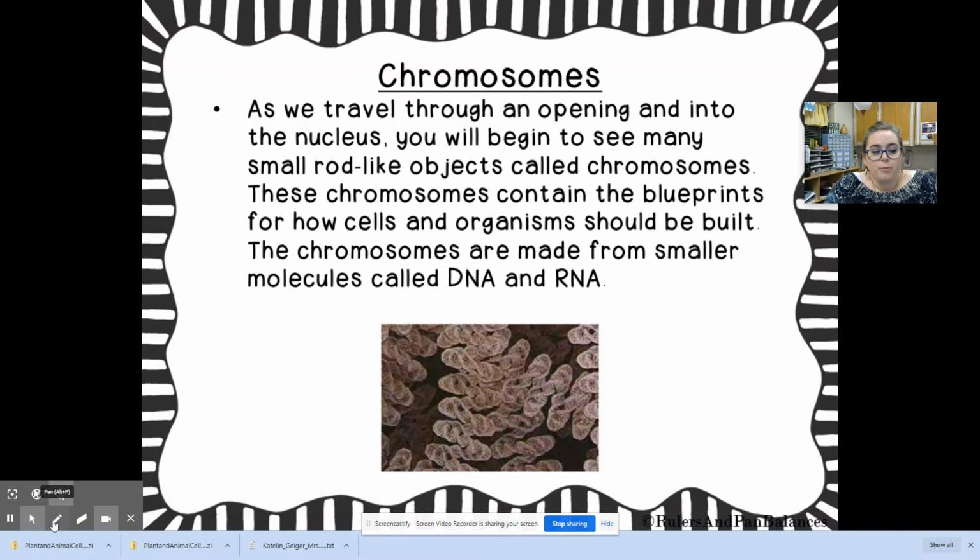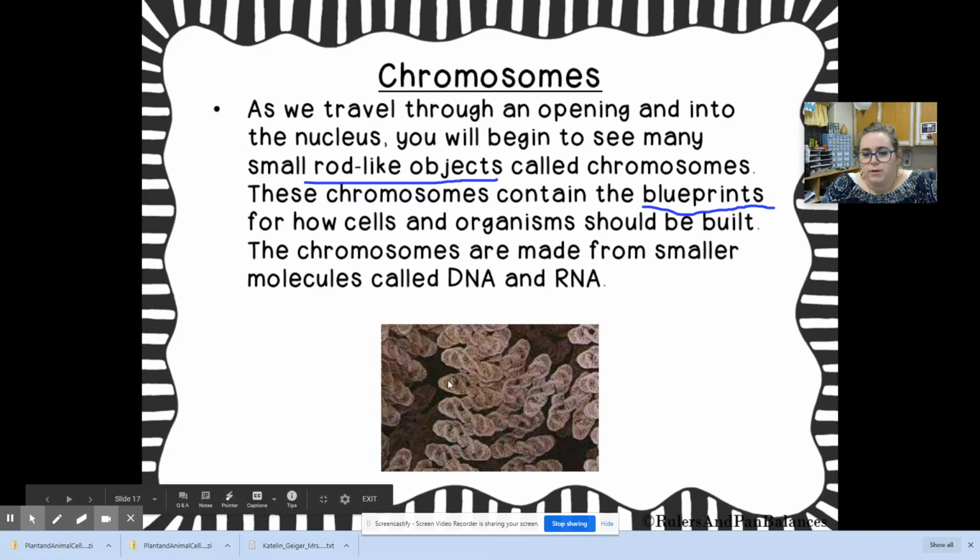Next, we have our chromosomes. As we travel through an opening and into the nucleus, you'll begin to see many small rod-like objects called chromosomes. These chromosomes contain the blueprints for how cells and organisms should be built. The chromosomes are made from smaller molecules called DNA and RNA. I'm sure you've heard of DNA. RNA is kind of just like it. Look at these lovely chromosomes. Yay!